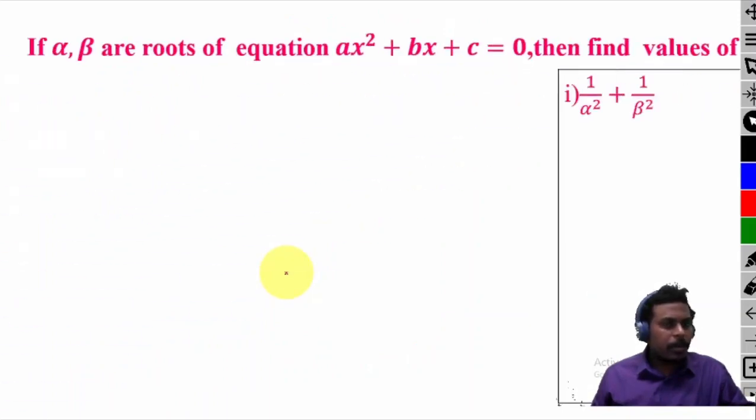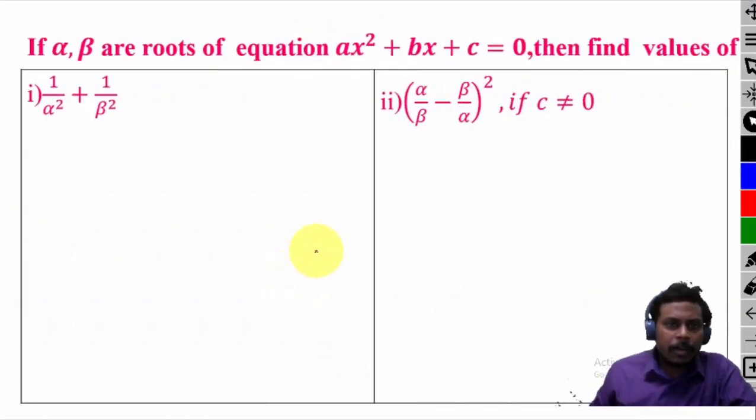Now here is a problem. If alpha comma beta are the roots of the equation ax square plus bx plus c, then find the value of 1 by alpha square plus 1 by beta square. Here is the question. Now let us answer this question.